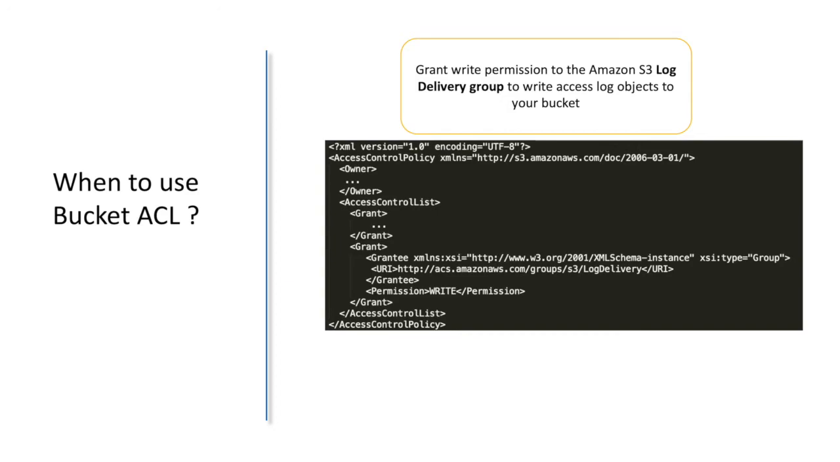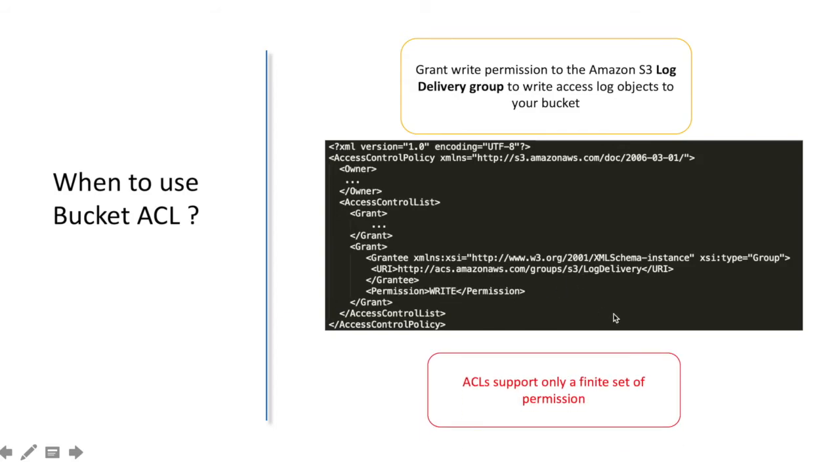Here it says, please allow this group, the S3 log delivery group, to write within my bucket. But an important point to note is that ACL supports only a finite set of operations. ACL has very limited operations, as you would see. It has just read, write, list objects, only limited operations, and it doesn't provide these operations at a sub-resource or granular level the way bucket policies can allow.